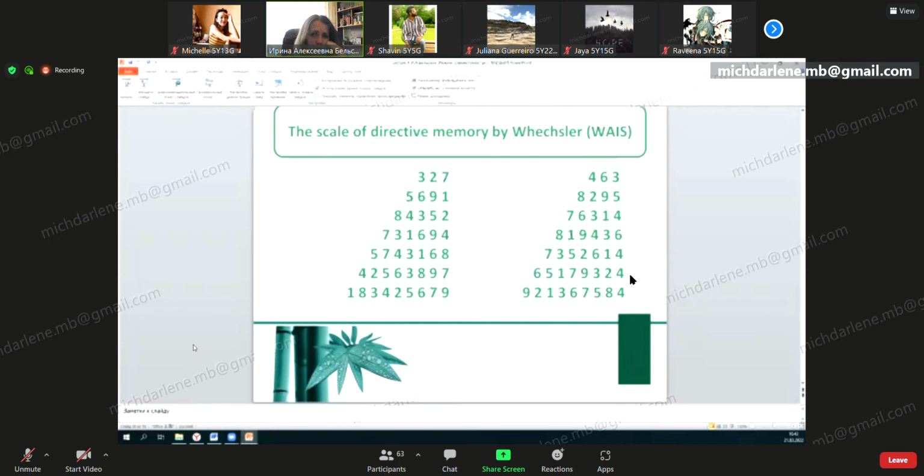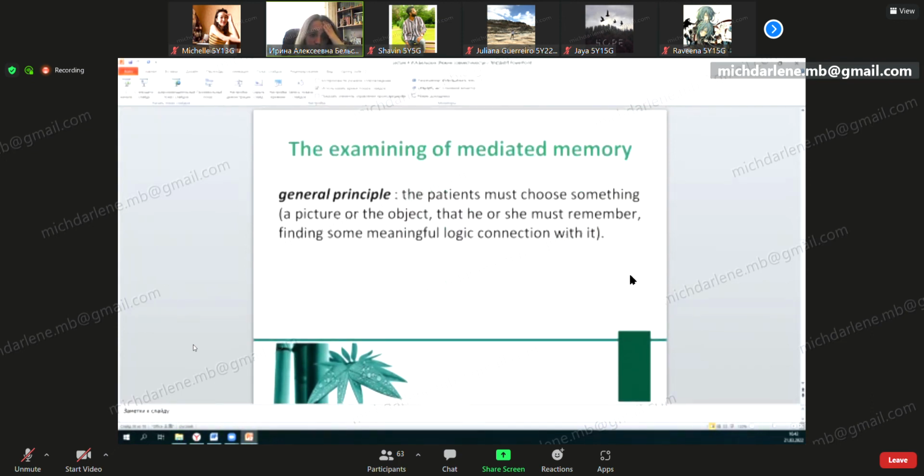The next type of psychological experimental methods is for examining mediated memory. There are a lot of methods of examining mediated memory, but the general principle is the same for all of them. The patients must choose something, for example, a picture or object or some meaningful logical connection with this object, yes. It's one of the methods helping to examine both the ability for mediated memory and the quality of the associative process, the method of pictograms.